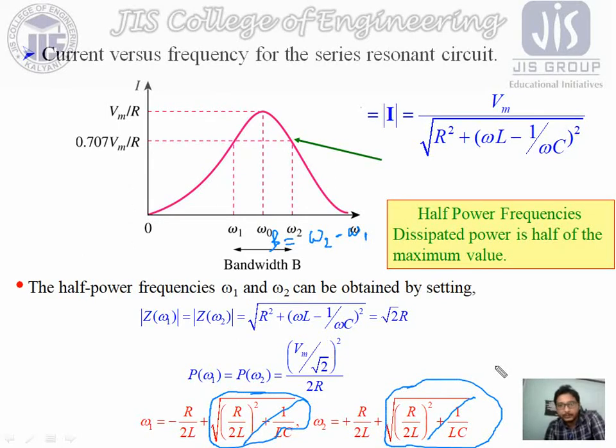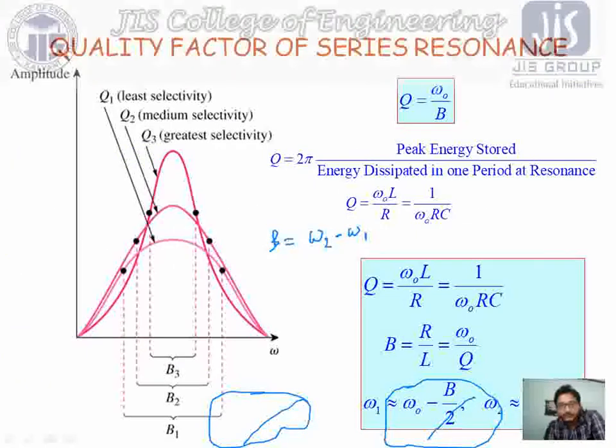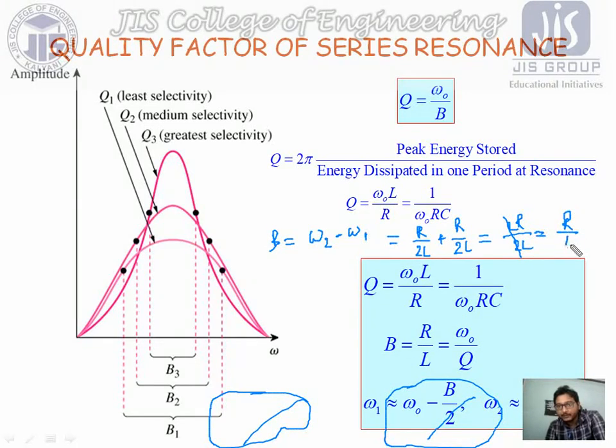Actually the omega 2 minus omega 1 changes to R by 2L plus R by 2L. So there will be 2L in the denominator, and in the numerator R plus R, that is 2R. So the bandwidth will be R by L, and we know the quality factor is omega 0 by B, that is omega 0 by R by L. So the bandwidth depends upon the ratio R by L. If we change this resistance, our bandwidth also changes, and similarly if the bandwidth changes, the selectivity also changes.